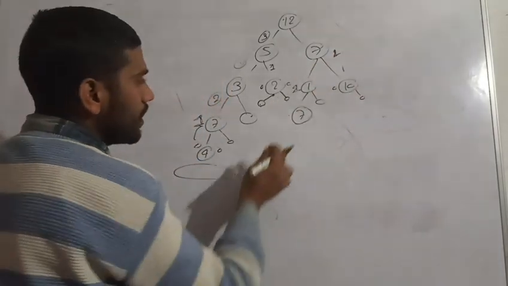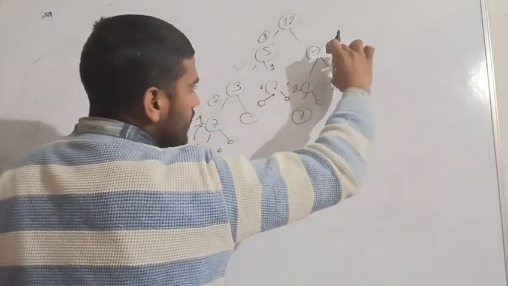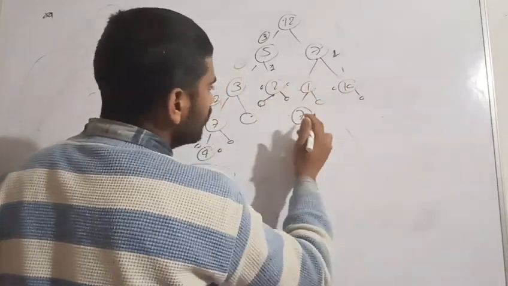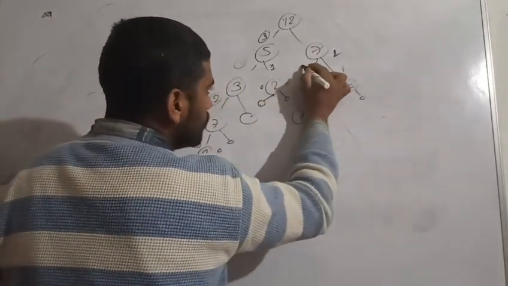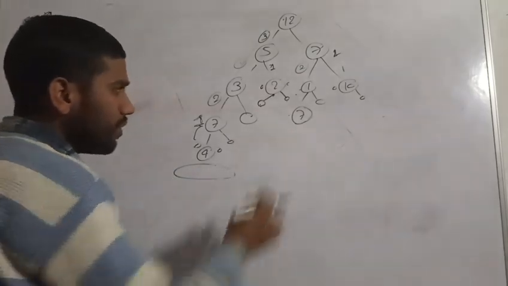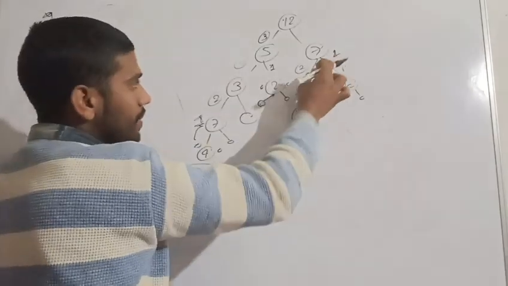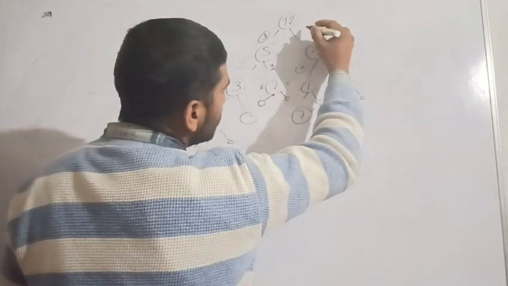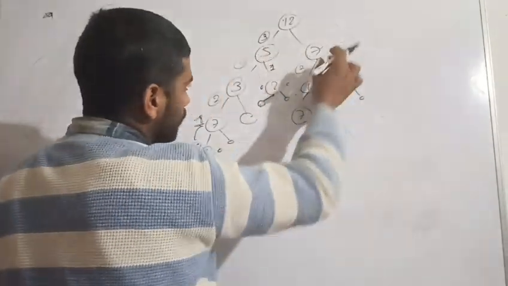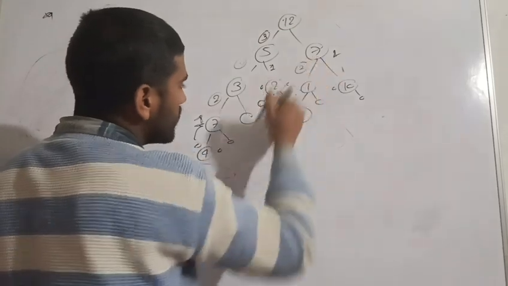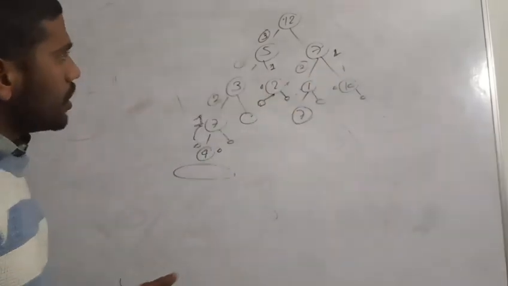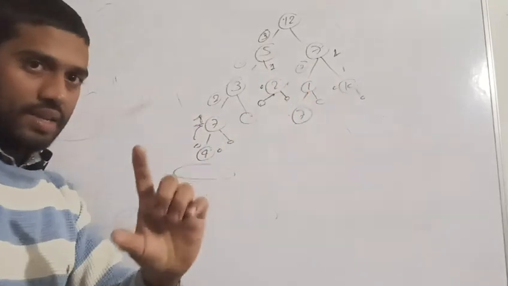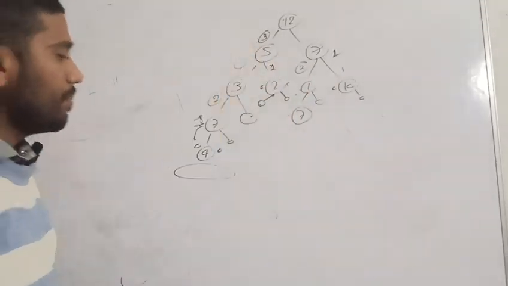Okay, now here is a 2 and here is a 1. Then which is the maximum? Maximum is 2 and 1, there is a 2 maximum. Now here it will be 2 and here is a 3. Then which is the maximum? In the 2 and 3, maximum is 3.